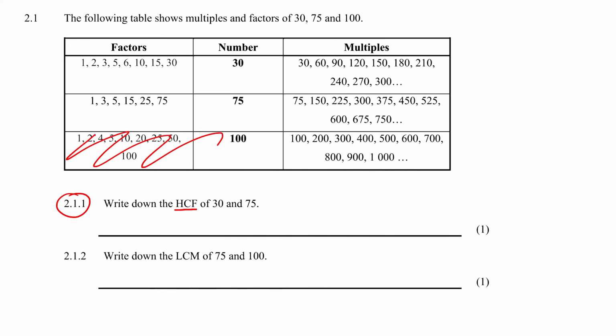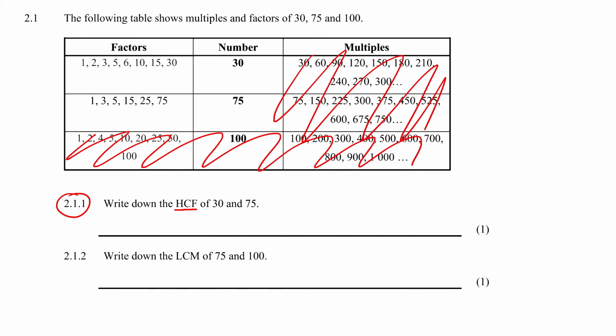Okay, so that means this part is out, and it also means this part is out. They only want us to look at the factors, and they want us to look at the number 30 and 75, and they want us to find the highest factor. So what is the highest number, the largest number that you can see in both of these? Well, the largest number that I can see in both is the number 15. So that would be the answer there.